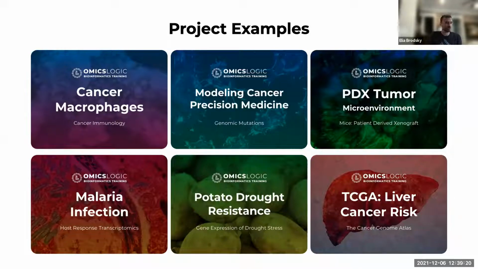For anyone who's interested, on the portal we have a number of different types of examples. For example, cancer macrophages, modeling cancer precision medicine, where similar questions about biomarkers, subtypes of cancer, and response to treatment are being asked using cell line data. PDX, or patient-derived xenograft model, tumor microenvironment role in development of cancer, but also applications to other non-cancer projects like response to malaria infection, response to drought resistance in potato cultivars, and also an introduction to TCGA, the Cancer Genome Atlas. So now let's switch gears.